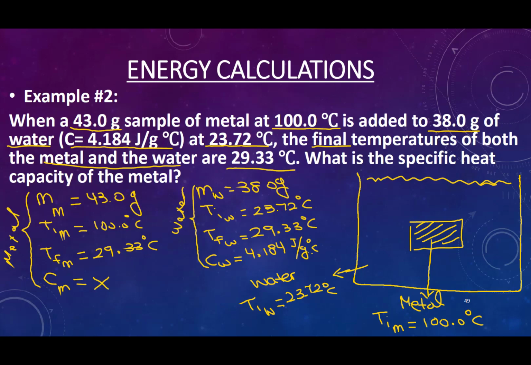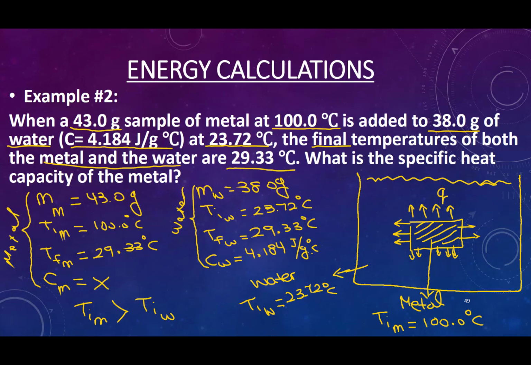The temperature for metal is 100 degrees Celsius. The temperature for water is 23.72 degrees Celsius. Which one of these two has a higher temperature? Then the initial temperature of metal is much higher than the initial temperature for water. What that means is that the heat transfers from metal to water. Okay, that's what happens, which is Q.